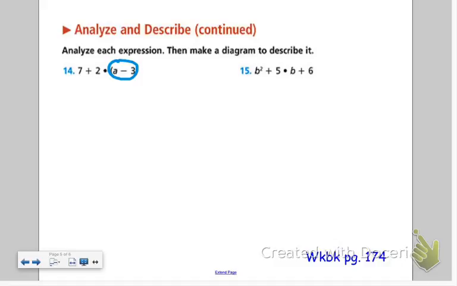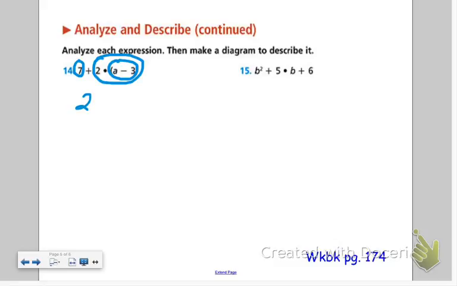Then multiplications or divisions. Well, it looks like I have 2 times a minus 3. I'm multiplying 2 times a difference. I'm doing 2 times the difference of a and 3. So that whole thing is multiplication. And then all that's left, for additions and subtractions, is to just circle anything that hasn't already been circled. In this case, that poor 7 hasn't been circled yet, so I'm going to give it a circle. And now I'm going to diagram it.